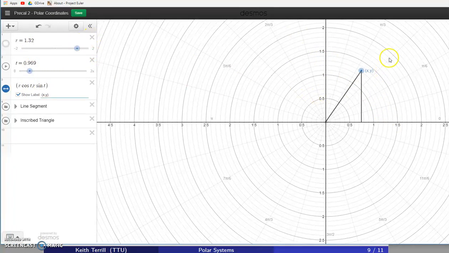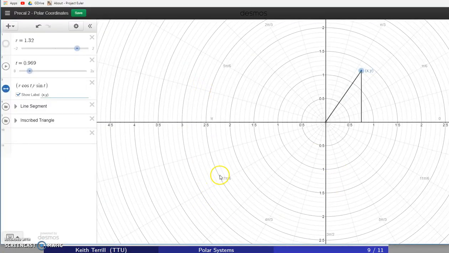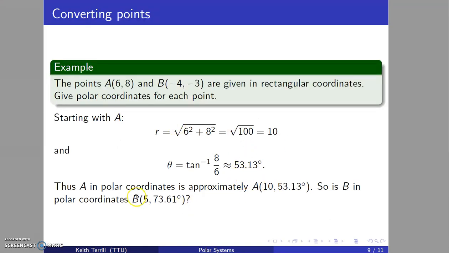Positive radius gives you something in the first quadrant, but we all know negative 4, negative 3 in rectangular is somewhere in the third quadrant. This is not an appropriate value. Now, technically speaking, negative 5, 73.61 would probably handle it, but just be smart about it. Think about what you have, think about where you are, and apply the appropriate transformations. That's what you have to do when you're making these new points.